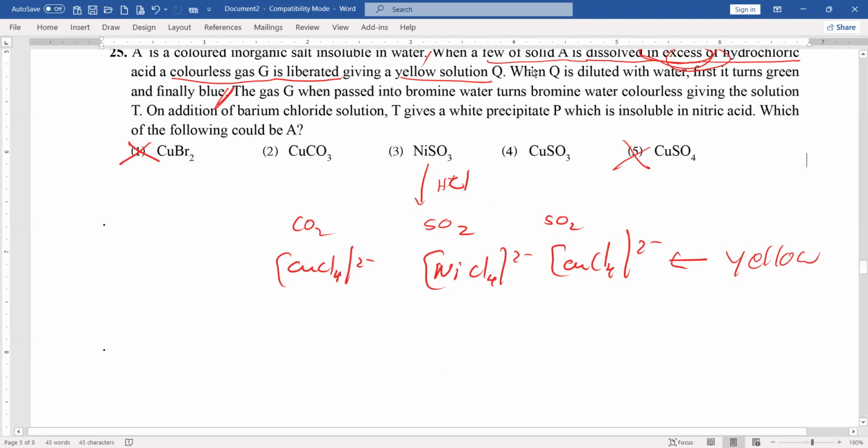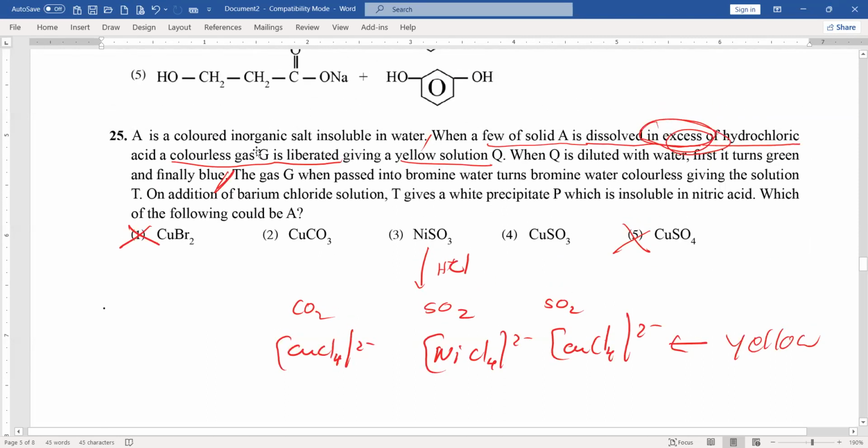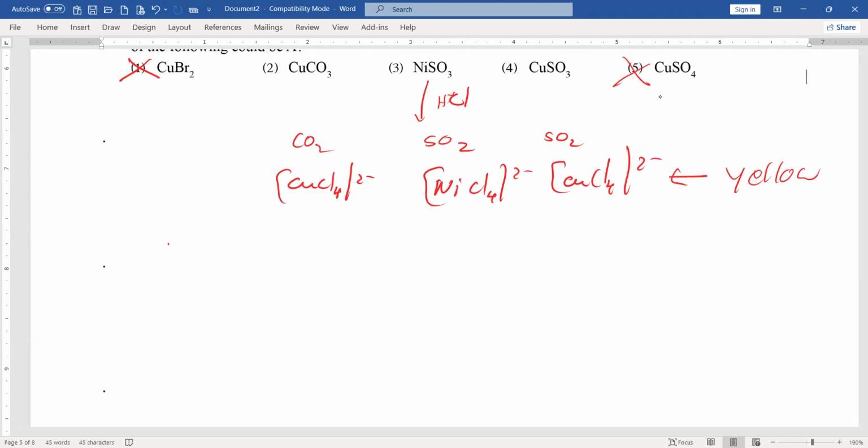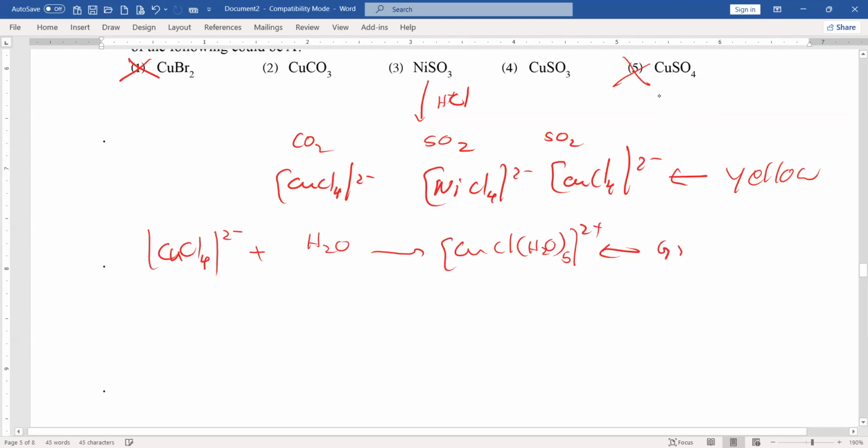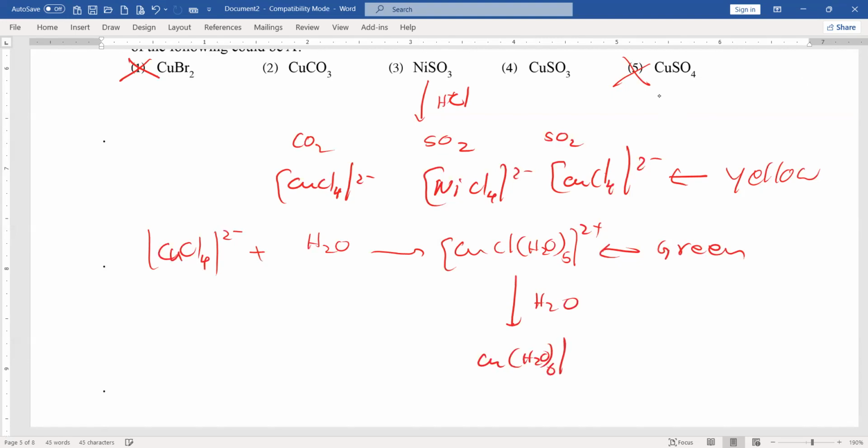And it says when Q is diluted with water, first it turns green and finally blue. Such an observation is given only by the copper. CuCl4 2-, when we add water into this or dilute, first it turns into green because of this. This is green in color. And when we further add water, it will give us Cu(H2O)6 2+, which is blue in color, sky blue or pale blue. So it must be a copper containing compound, not a nickel containing compound. Nickel doesn't give such an observation.